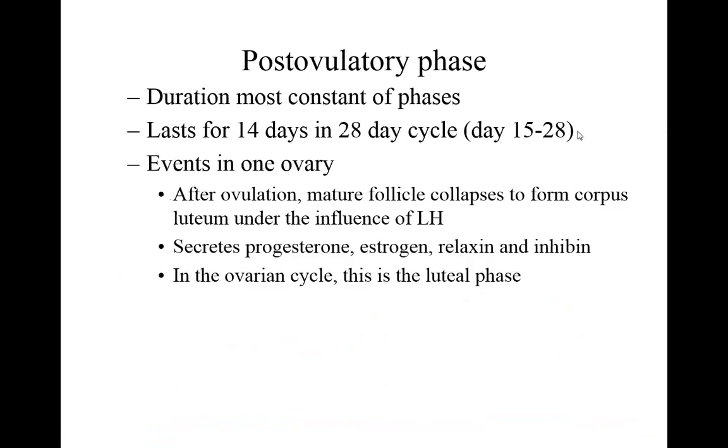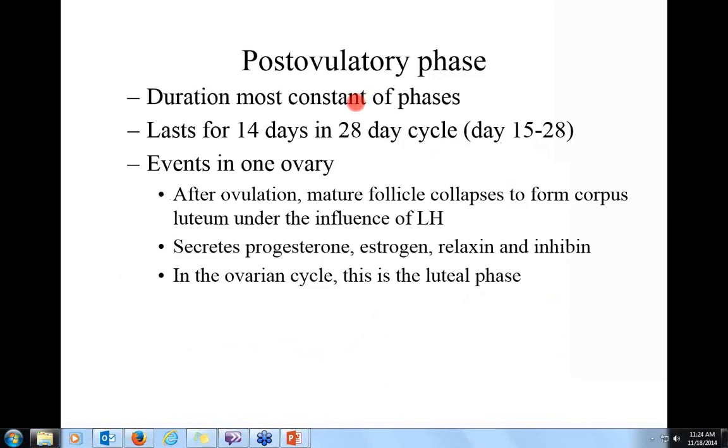Now the post-ovulatory phase is roughly the last 14 days of the cycle. And in the ovary, what you get is the formation of the corpus luteum under the influence of luteinizing hormone. And remember, the corpus luteum secretes progesterone, estrogen, relaxin, and inhibin. This is also called the luteal phase after the corpus luteum.